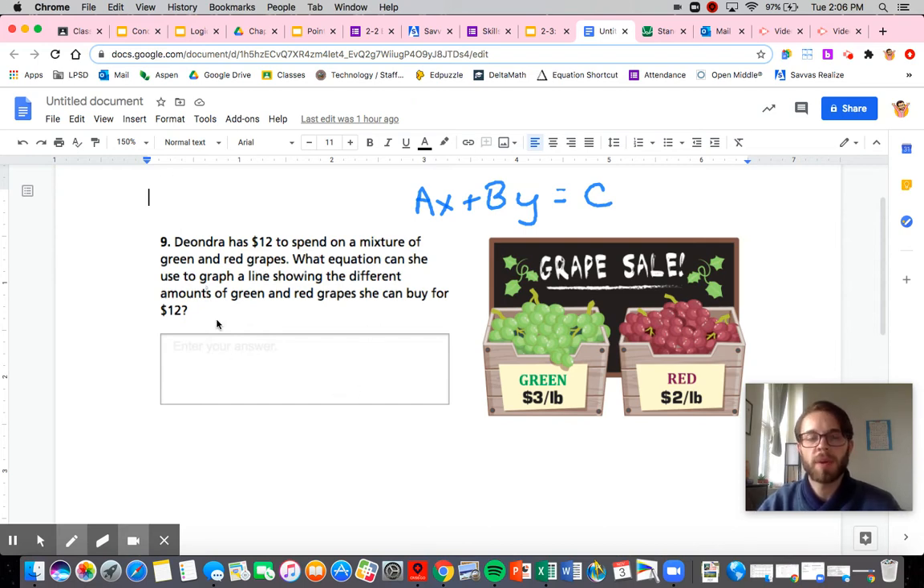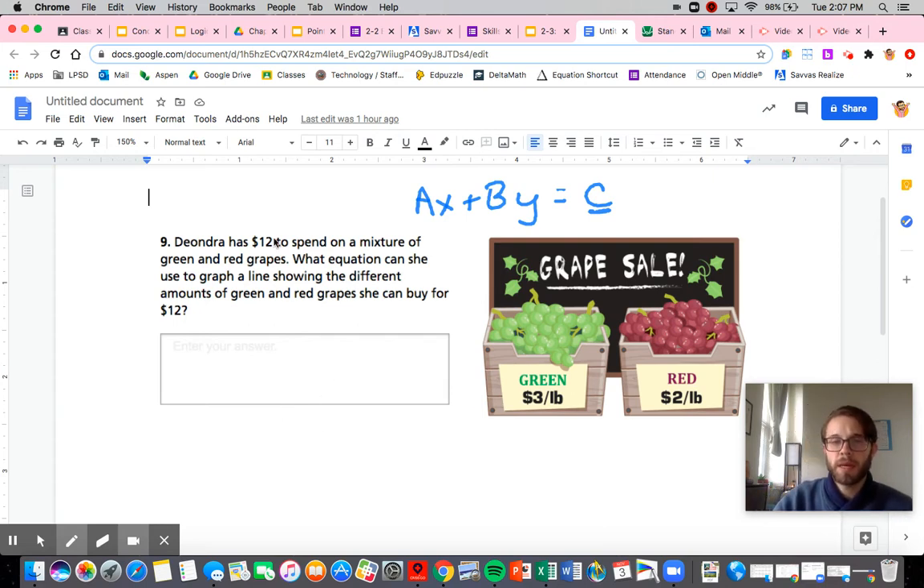So, for example, in this problem, we're looking at grapes. Deandra has $12 to spend on a mixture of red and green grapes. What equation can she use to graph a line showing the different amounts of green and red grapes she can buy for $12? So that's what I was just talking about, right? Here's our restriction, and then these are two other quantities that have to add together to be at that level.